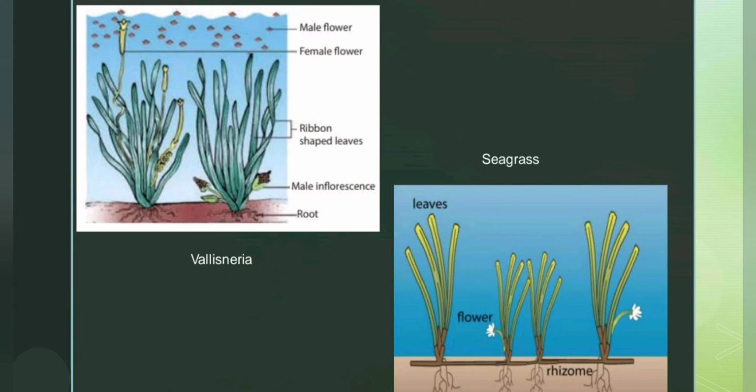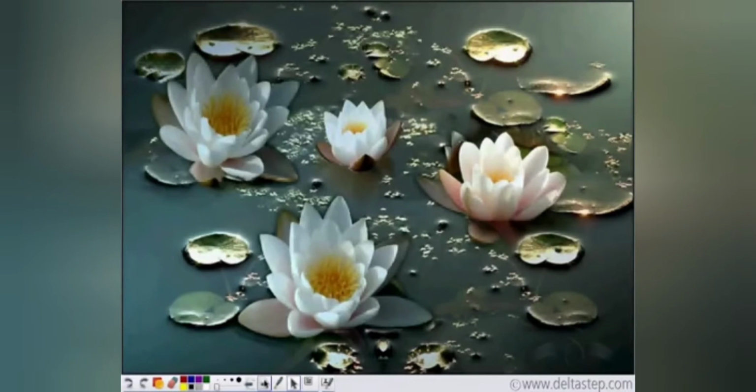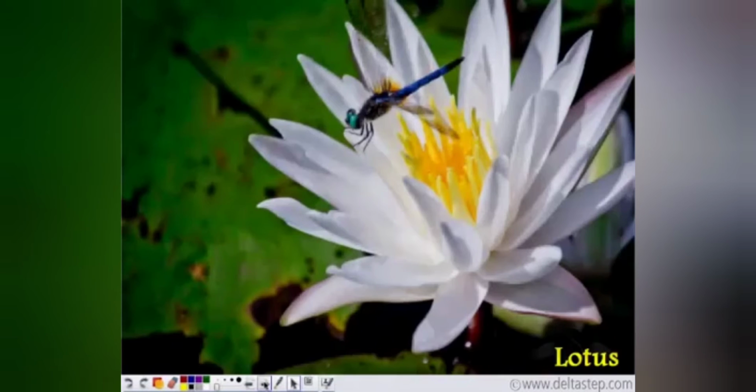In another group, such as seagrasses, female flowers remain submerged in the water and the pollen grains are released inside the water. Such pollen grains in many species are long, ribbon-like, and they are carried passively inside the water. Some of them reach the stigma and achieve pollination. In most of the water pollinated species, pollen grains are protected from wetting by a mucilaginous cover. In lotus, insects pollinate the flowers.